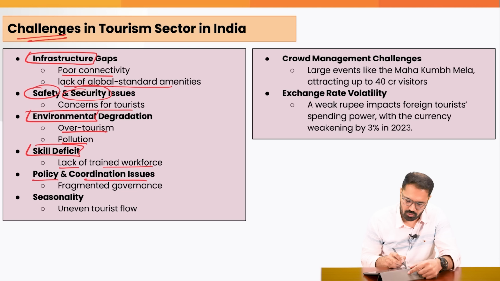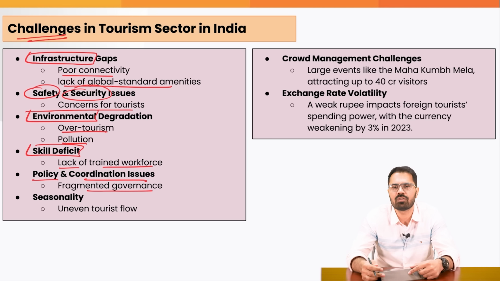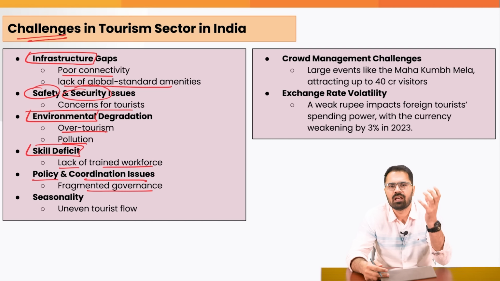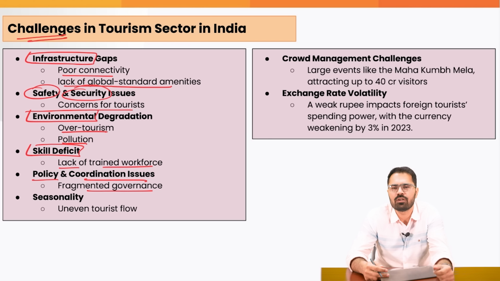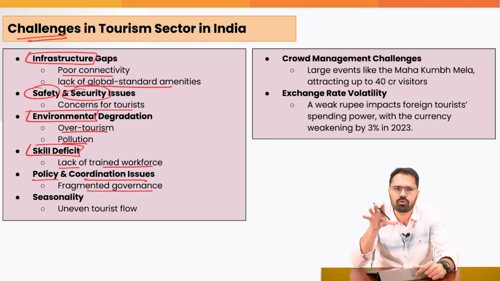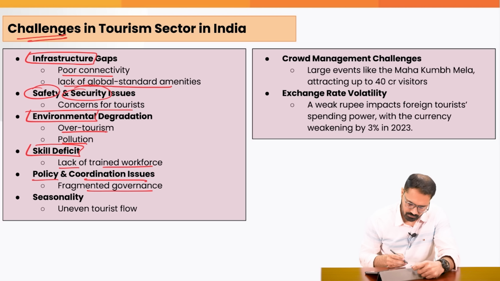You have policy and coordination issues in the form of fragmented governance. Again, the majority of the rules are made by the state governments and the local authorities. Now, a centralized system or uniform norms are not there. Although exact uniformity is still not required. You have to make laws as per the local norms, but at least the broader safety mechanism has to be throughout the country. Then you have seasonality of tourism.